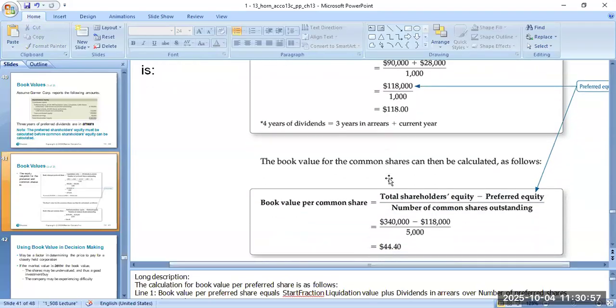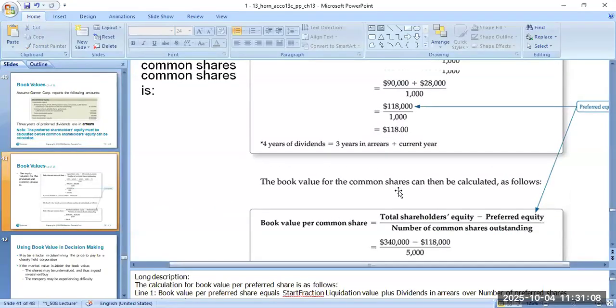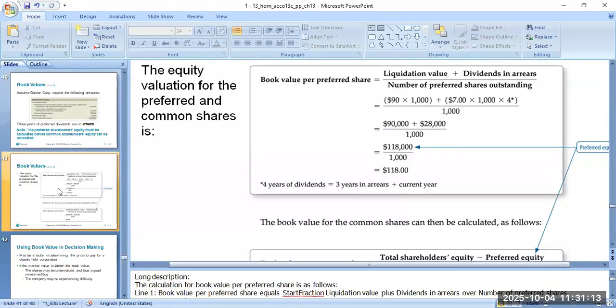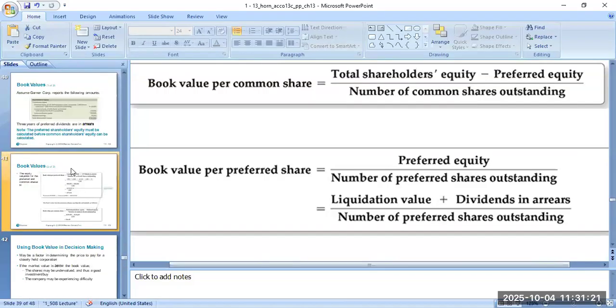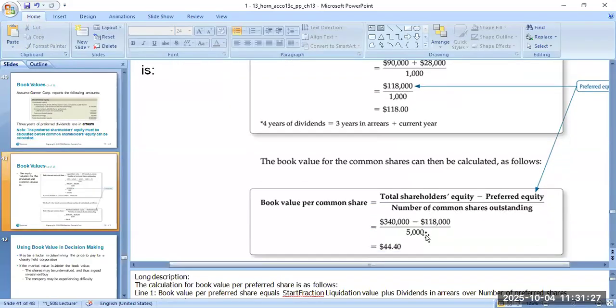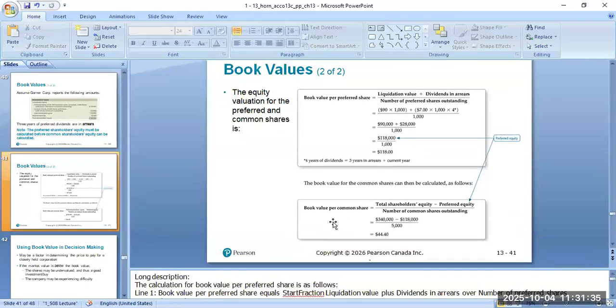Now the common shares. Once we get the total equity, which is $340,000, minus the preferred shares equity, don't forget the preferred shares equity is equal to the liquidation value plus the dividend in arrears, or $118,000. Minus that, divided by the number of shares outstanding, 5,000, is going to give you the book value per common share. And that's how we get those numbers.